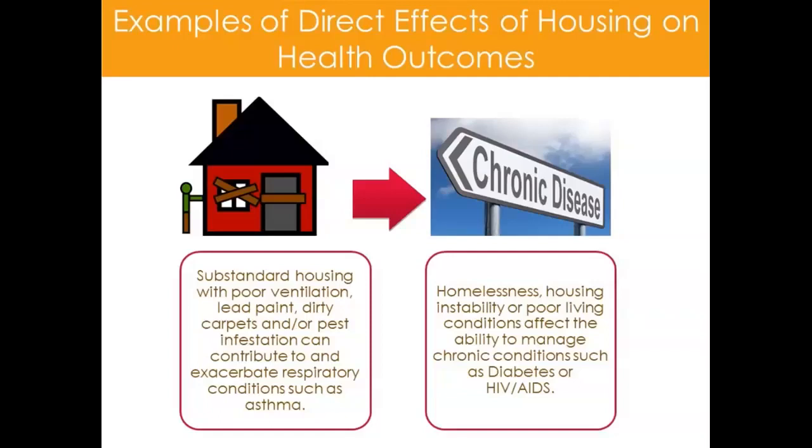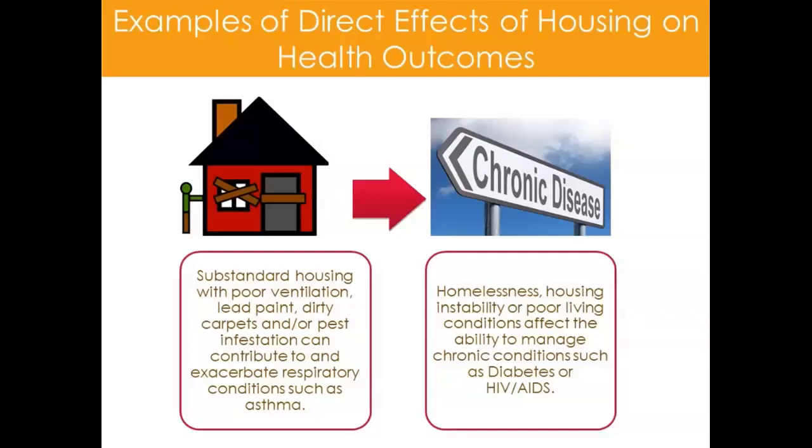And as I mentioned before, homelessness and housing instability can affect the ability to manage chronic disease. So I mentioned diabetes, but also HIV/AIDS, for folks that are either infected or at risk. Folks in this group might also be aware of PrEP, which is a medication available to prevent becoming infected with HIV and to lower one's risk of transmission and of contracting HIV.